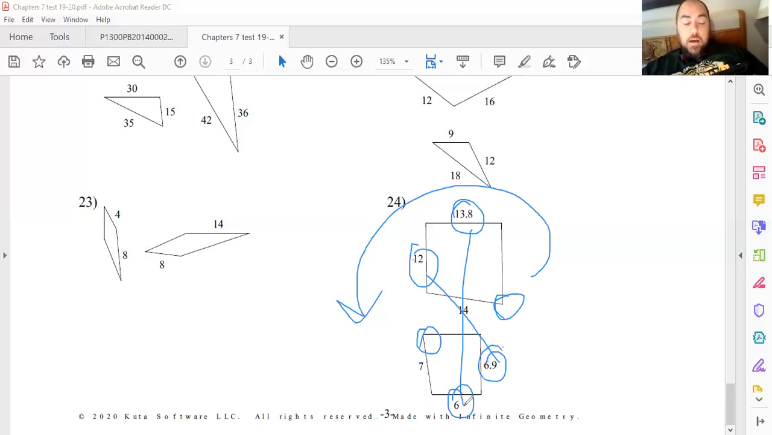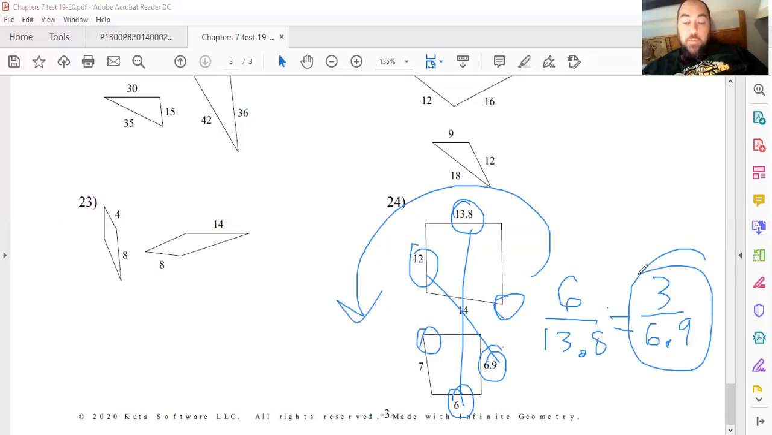So if I were to sit there and go the ratio of 6 to 13.8, and I wanted to reduce that, I could actually pull a 2 out of both of them. 6 divided by 2 is 3. 13.8 divided by 2 is going to be 6.9. And that would be it.